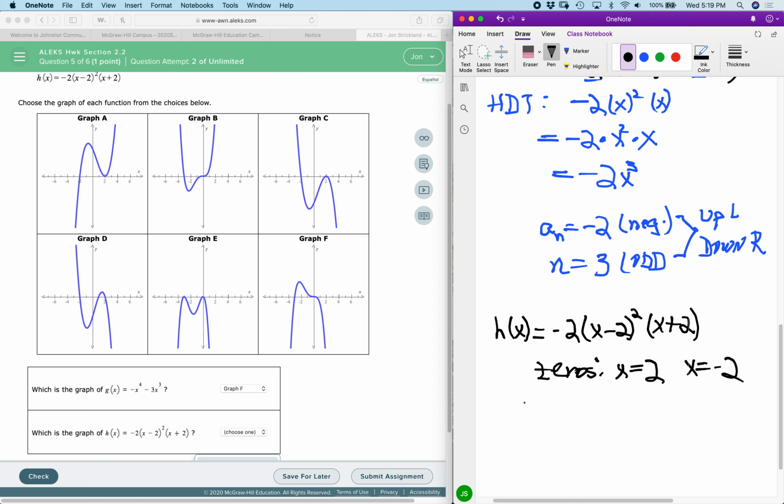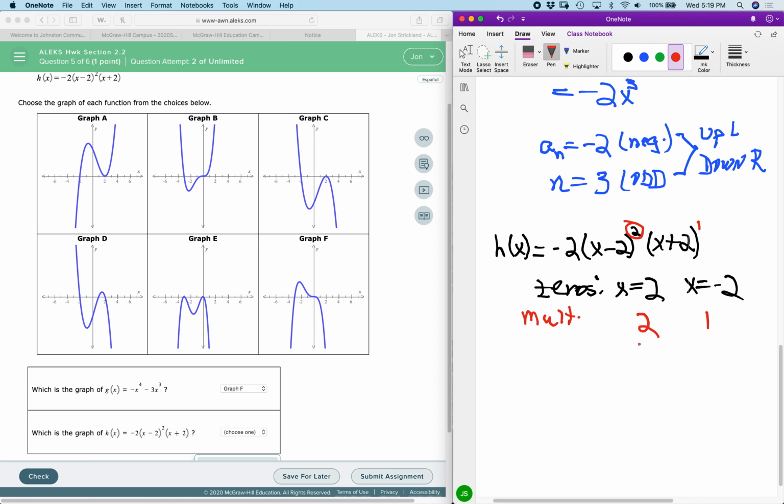And we have, now for the multiplicities, x equals 2 stems from x minus 2, which is raised to the second. X equals negative 2 stems from x plus 2, which is to the first. Okay, so for x equals 2, the multiplicity is even. So you're going to have the graph touch the x-axis at x is equal to 2. And since we have negative 2 with an odd multiplicity, it's going to cross at x is equal to negative 2. So crossing at negative 2 and touching at positive 2.